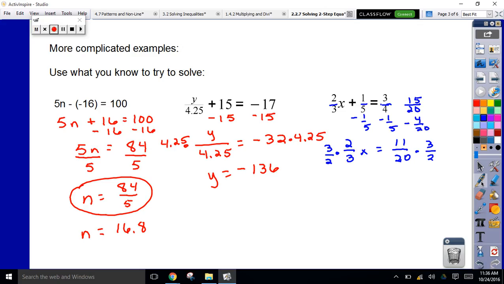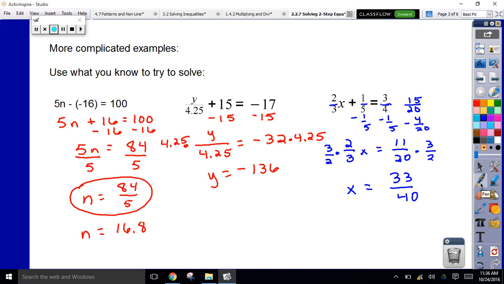Okay, so 3/2 times 2/3 cancels out. It becomes 1x. So we just have x. I look to see if I can cross simplify, and I cannot. 11 times 3 is 33. 20 times 2 is 40. So x equals 33 over 40. Okay, any questions?